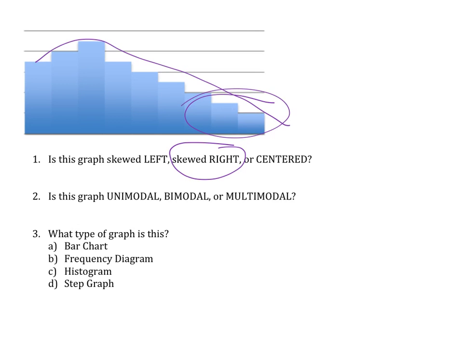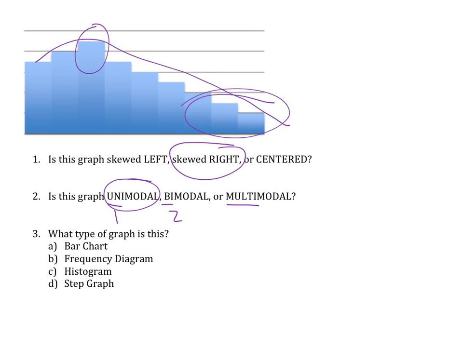Number 2, is this graph unimodal, bimodal, or multimodal? We're trying to tell how many peaks there are in the graph. And there's 1 peak in this graph. So we want to use these prefixes to give us clues of which one is talking about 1 peak. Well, uni stands for 1, bi stands for 2, and multi stands for many. So if this has 1 peak, I want to go with unimodal.